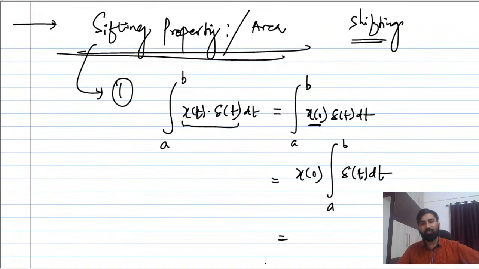I hope this makes sense, right? Because of the product property, you can write x0 delta of t, because you are multiplying x(t) with delta t.